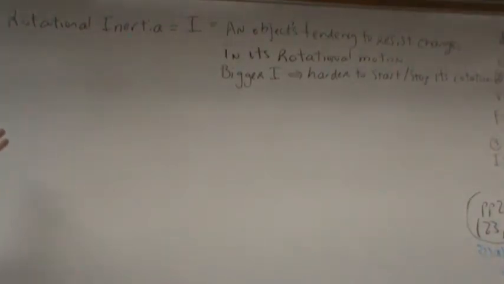Okay, so rotational inertia actually depends on two things. Mass, linear mass, only depends on one thing: how much matter it has. The more matter something has, the bigger its mass, right? But rotational inertia depends on two things.